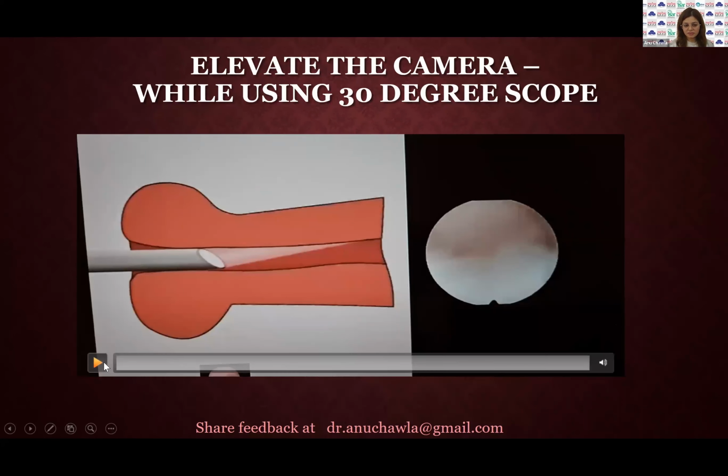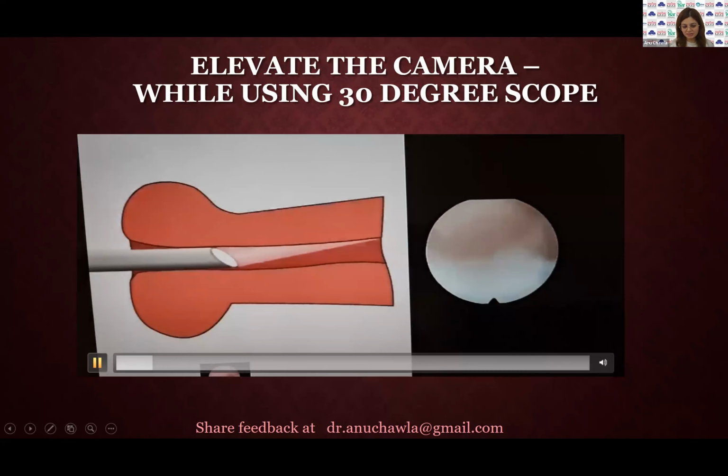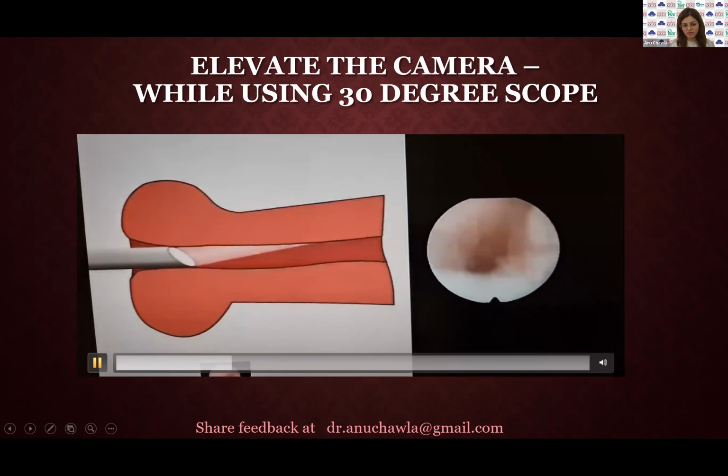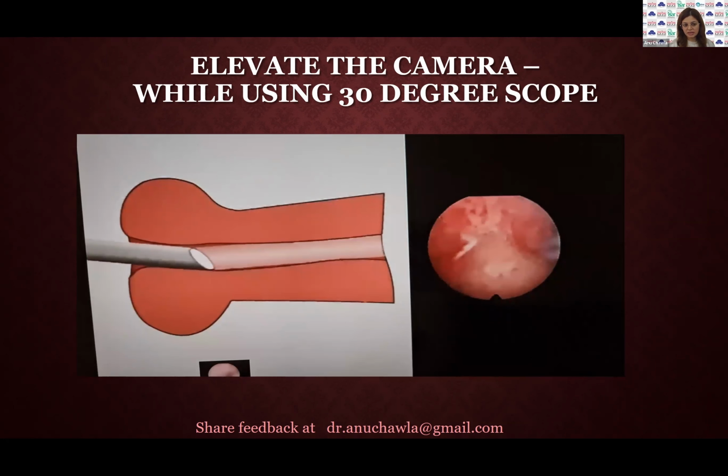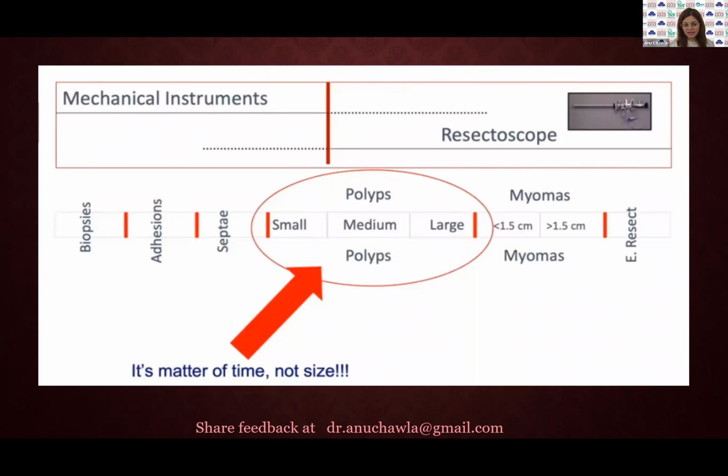This is another one which actually shows that for an angled hysteroscope, if you raise the camera right like that, you actually make it a better entry. Mechanical instruments are better used for the biopsies, adhesions, septae, small polyps, and then slowly when things are bigger, you can definitely use the resectoscope.